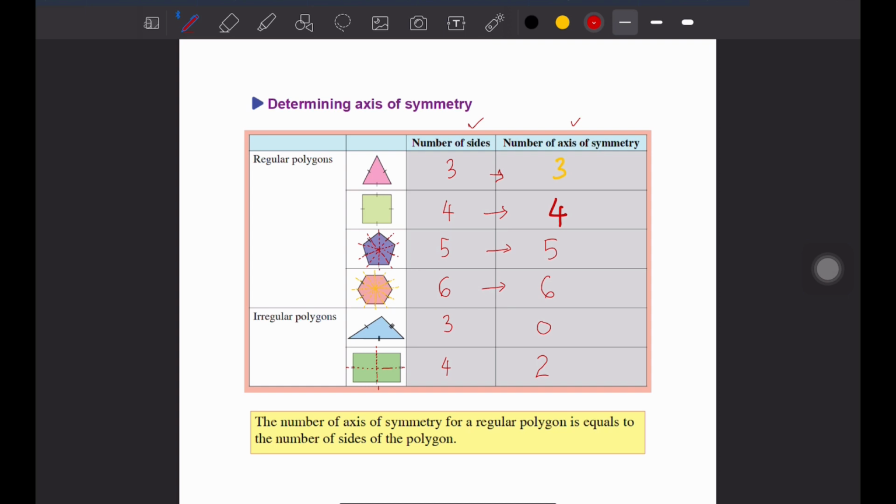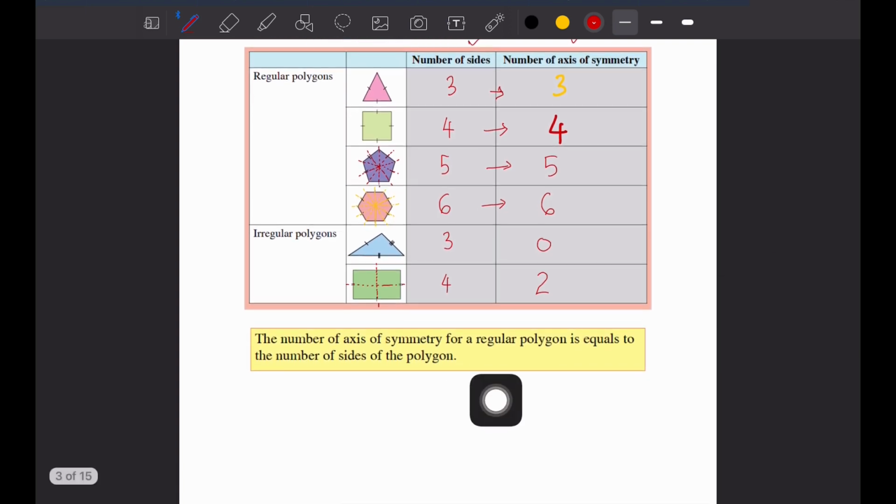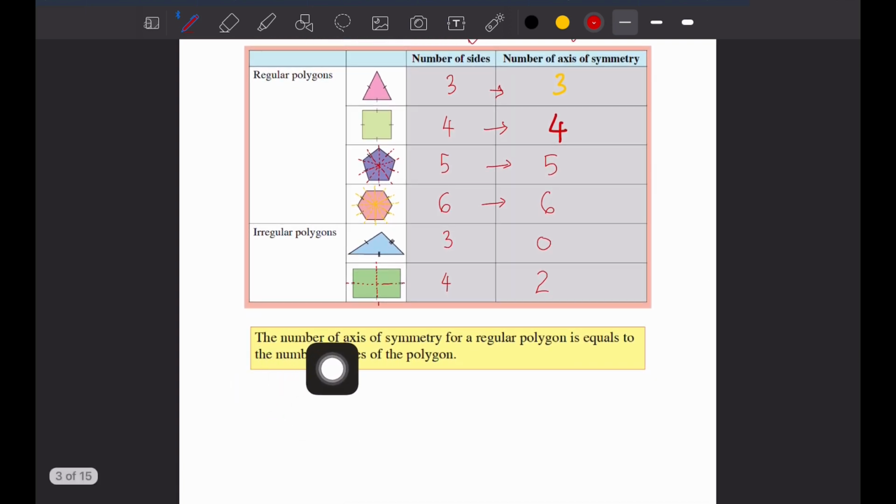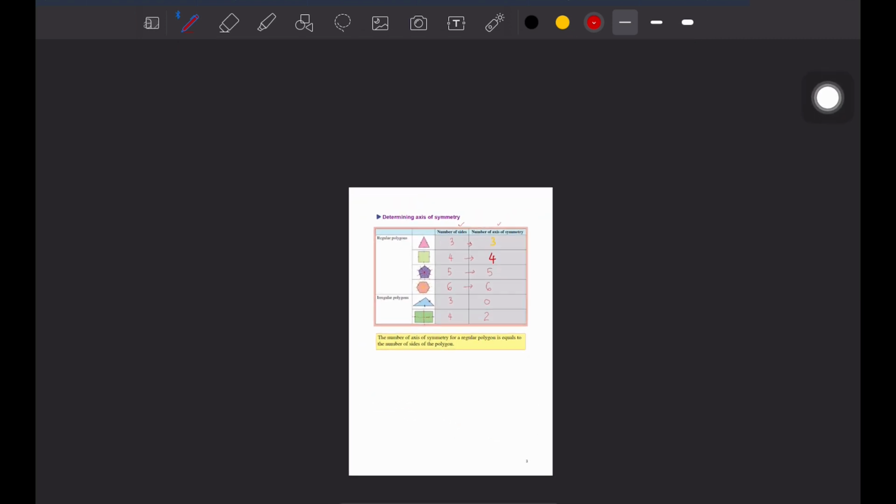So now let's conclude. The number of axes of symmetry for a regular polygon is equal to the number of sides of the polygon. I hope you remember this. This is only for regular polygons.